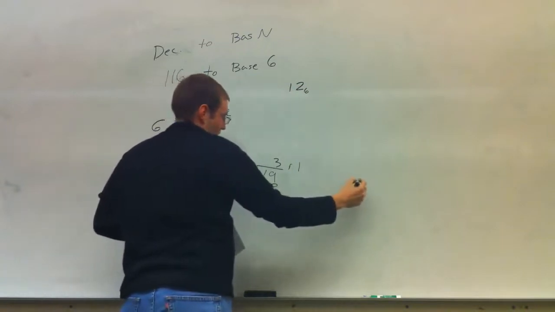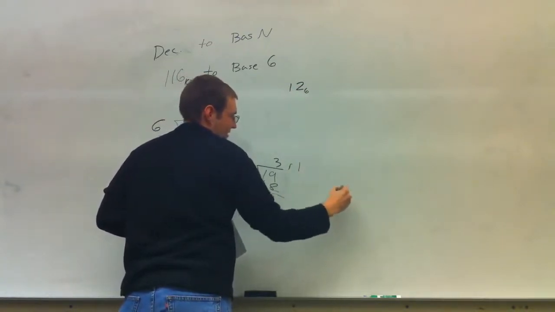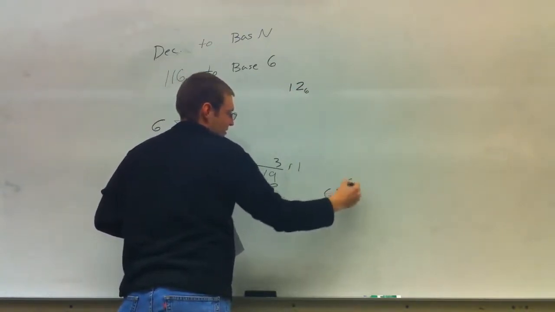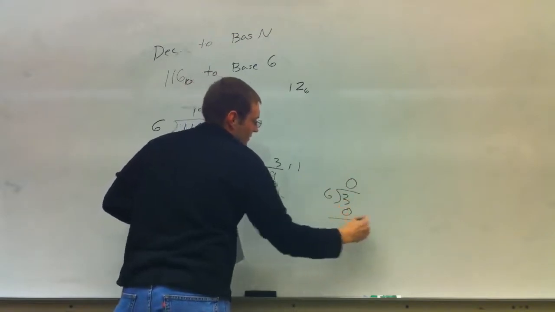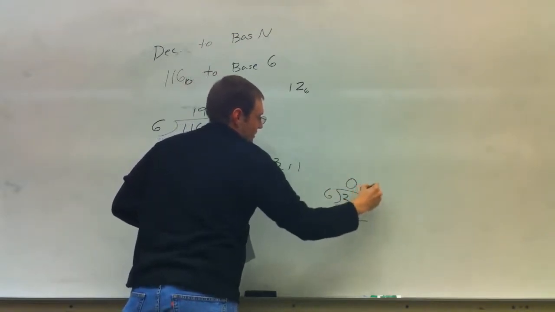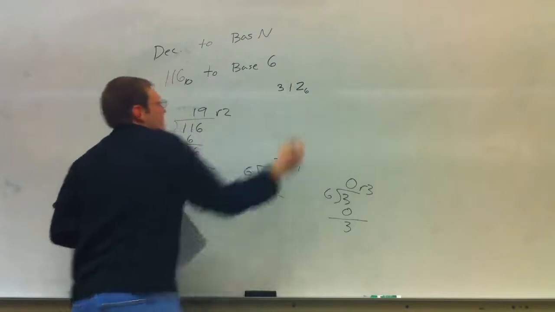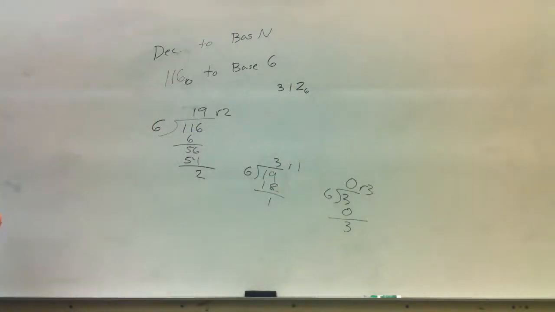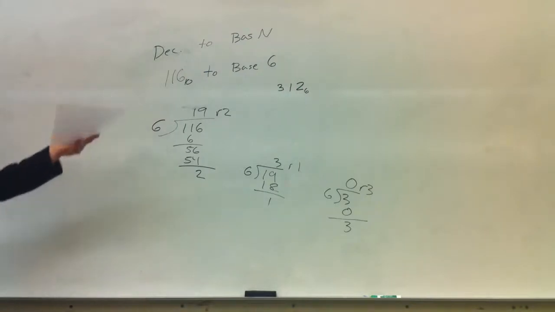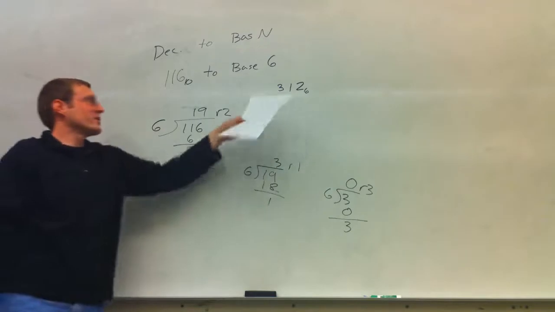Now 3 goes into the base. 3 goes into 6 0 times, so the remainder is 3. So we get 312 as our conversion from decimal to base 6. So 116 to base 6 is 312.